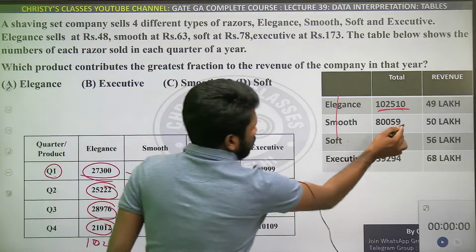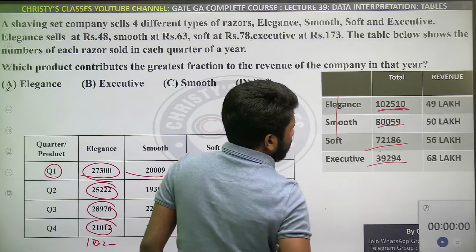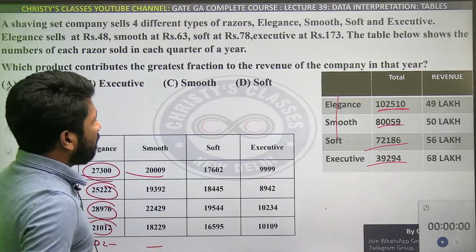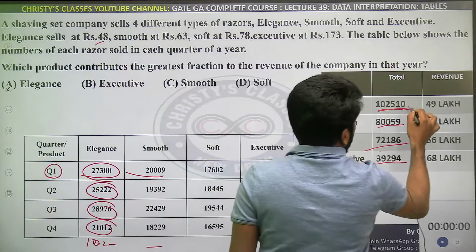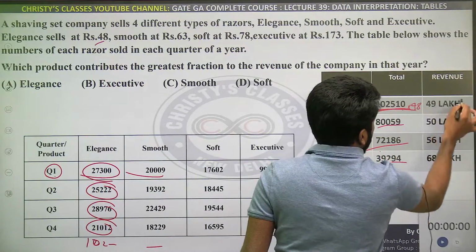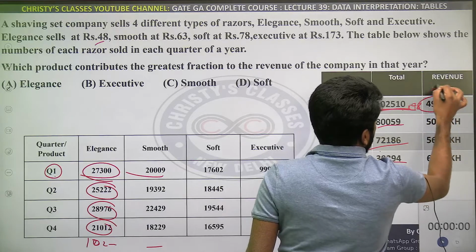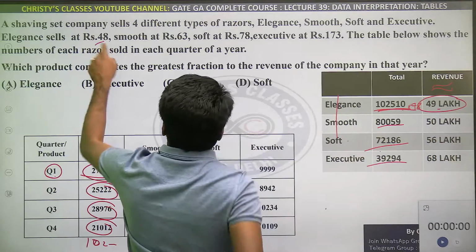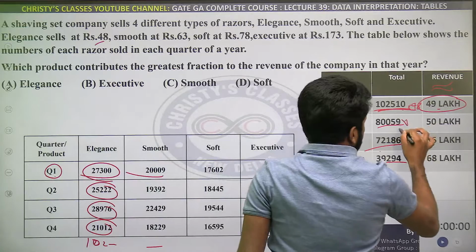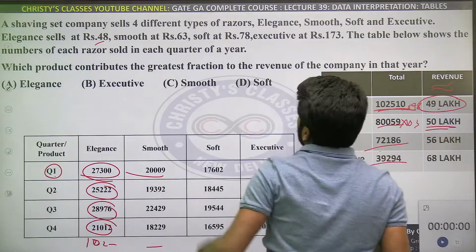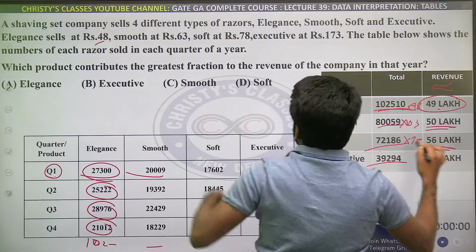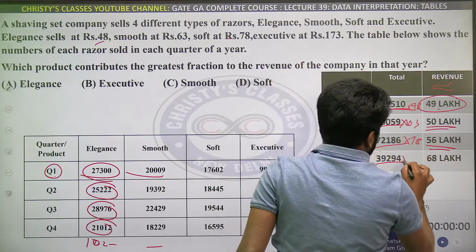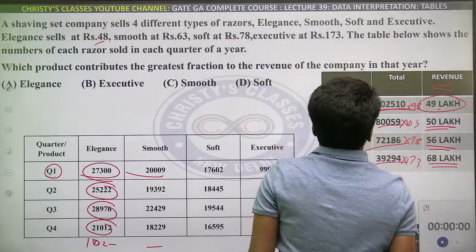Likewise, Smooth will be this, Soft will be this, Executive will be this. And what is the total revenue? You have to multiply it with each price. Elegance costs 48 rupees. So into 48, if you multiply it, you will get approximately 49 lakh. And 63, multiplied, approximately 50 lakh. 78, multiplied, approximately 56 lakh. 173, multiplied, approximately 68 lakh.